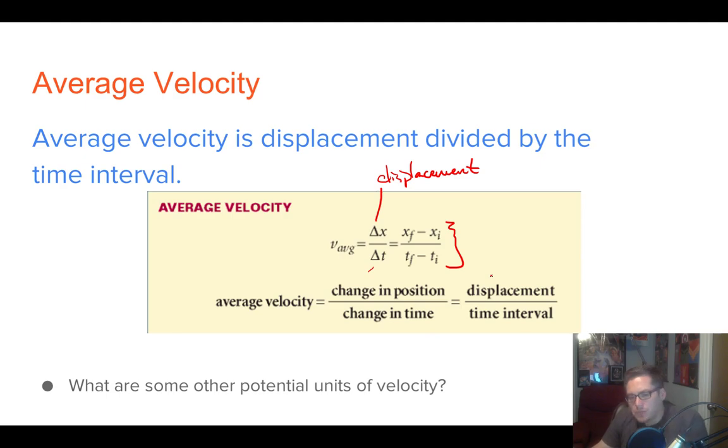or the displacement divided by the time interval. Potential units of velocity: well, we always know it has to be displacement, so that's a distance. So we could have kilometers, or meters, or centimeters, or furlongs, stuff like that. One of those has to be our top unit. And then our bottom unit always has to be time, so it could be hours or seconds or days, and so on and so forth. So some possible units made out of these could be kilometers per hour or meters per second, and so on and so forth.